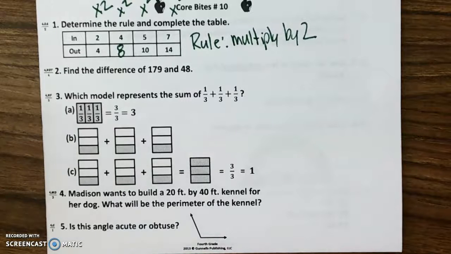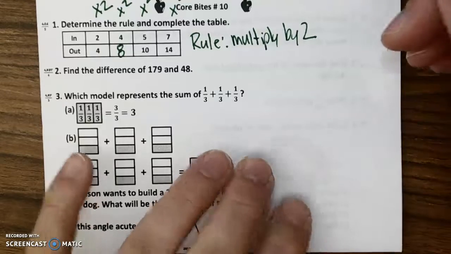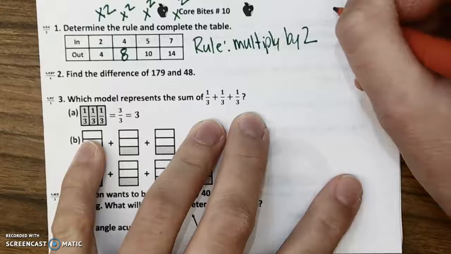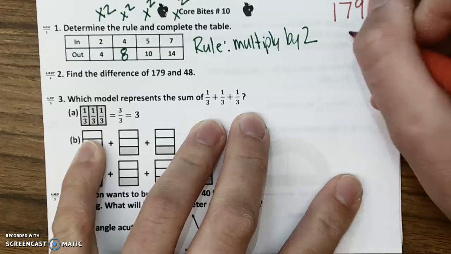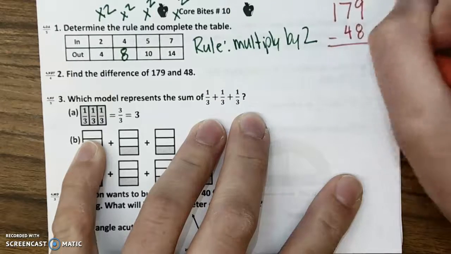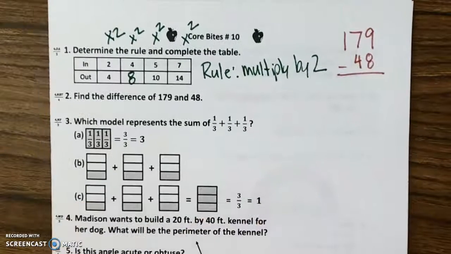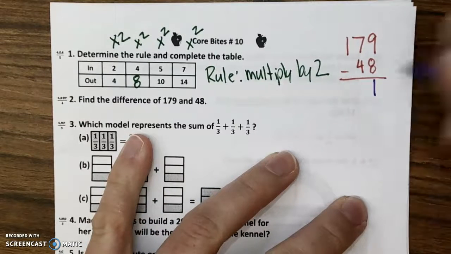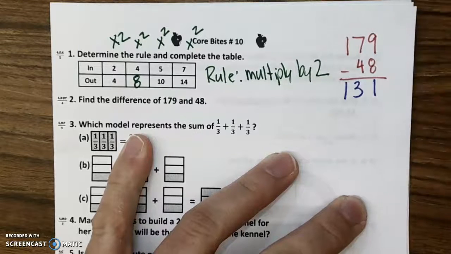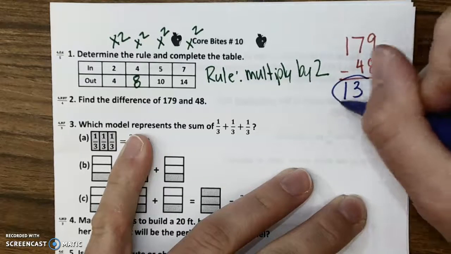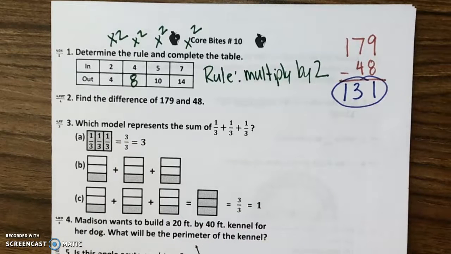For the second one, it says find the difference of 179 and 48. That means you must subtract. So we're going to put the largest number on top, 179. We're going to subtract 48. Okay? So whenever you do that, if you say 9 minus 8 gives us 1, 7 minus 4 gives us 3, bring down that 1, so your answer is 131.